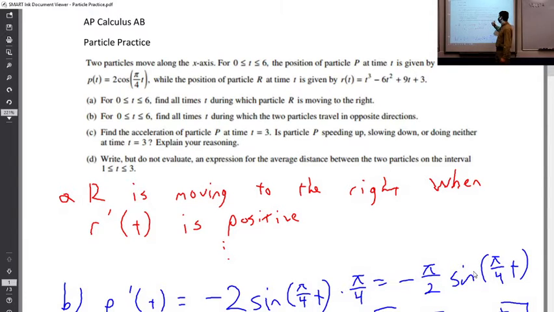So now what we're looking for, when do the particles travel in opposite directions? There are two different ways that can happen. That can happen if one of them is moving to the right and the other one is moving to the left. Or it can happen when one of them is moving to the left and the other one is moving to the right.